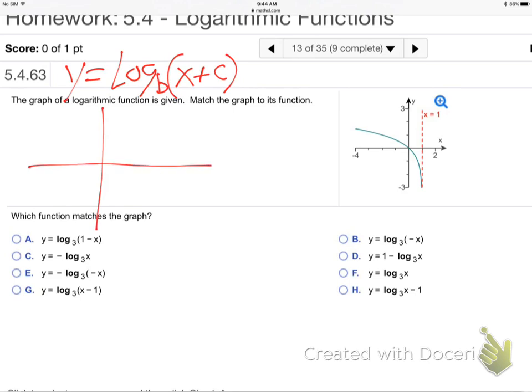It's going to have a vertical asymptote. Where do you think? It's the c that determines the vertical asymptote. But remember, anything next to x has the opposite effect. Remember, x effectors are opposite. So negative c will be our vertical asymptote, back here at negative c.